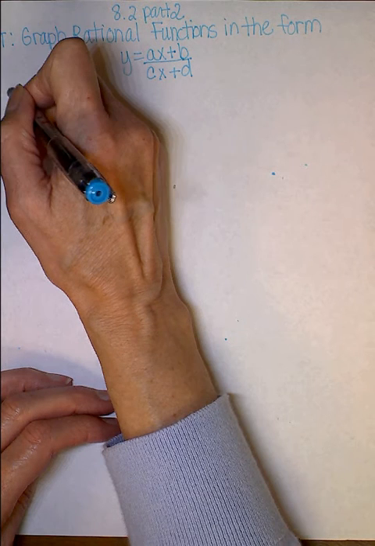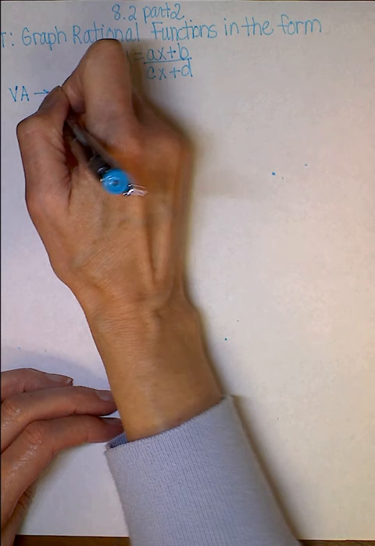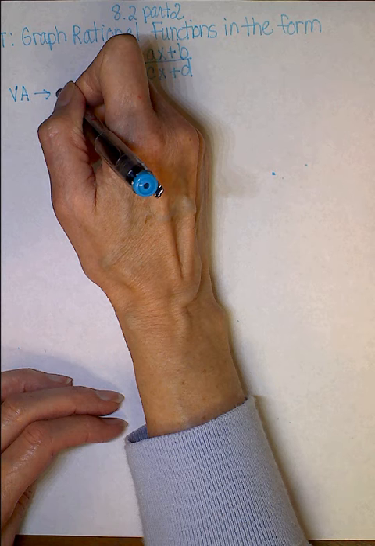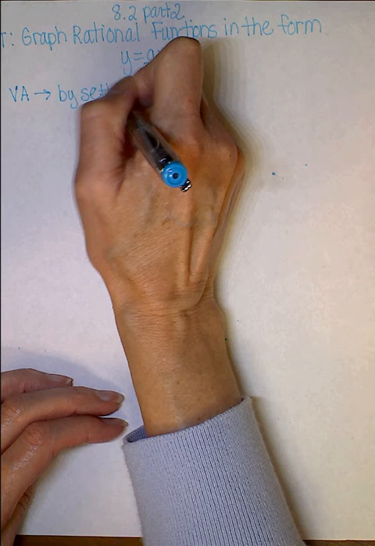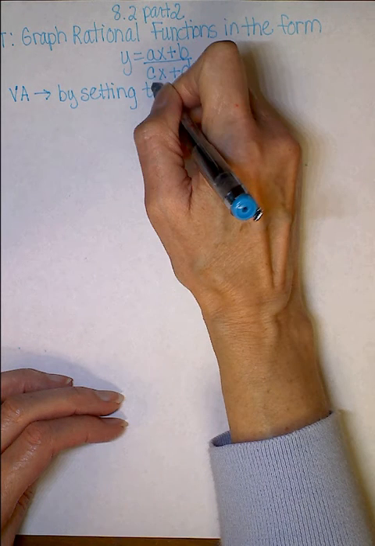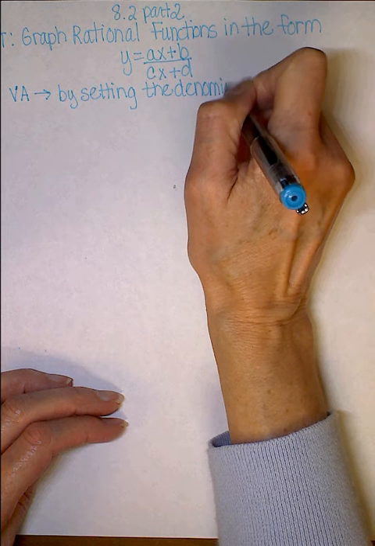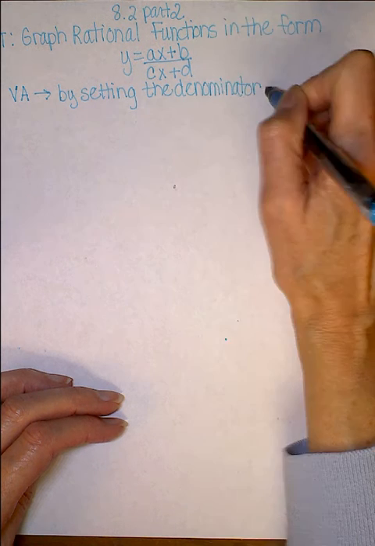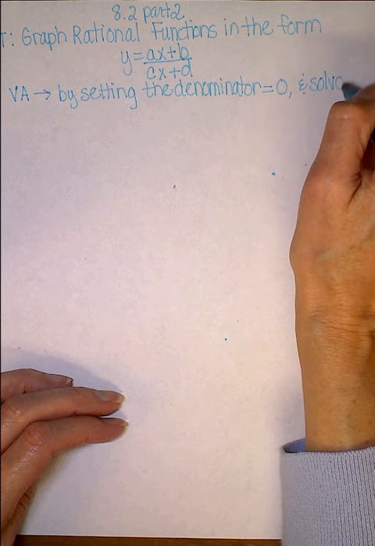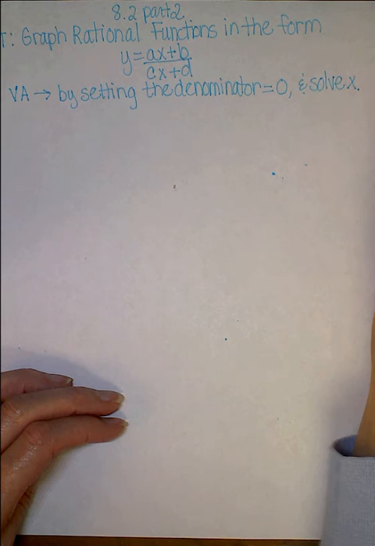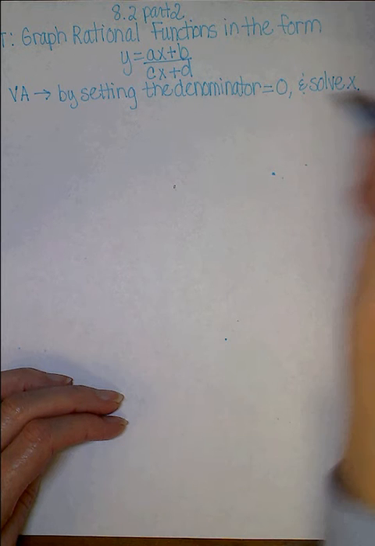On these, you're going to find the vertical asymptote by taking the denominator and setting it equal to 0. By setting the denominator equal to 0 and solving for x, that'll give you the number that would give you a 0 in the denominator, which would make the vertical asymptote.